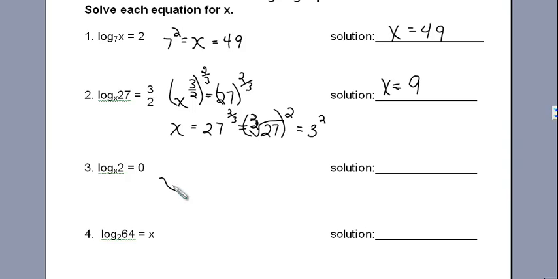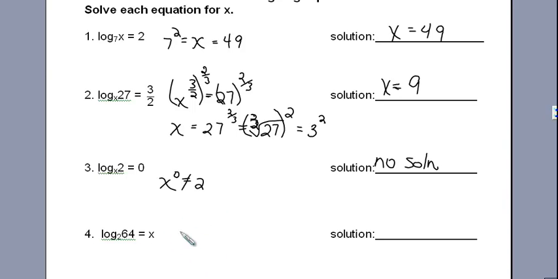Rewriting this, x to the 0 power equals 2. Well, you have to think about this one a little bit. Anything to the 0 power is 1, so that's not possible. X to the 0 power can't equal 2, so the answer here would be no solution. You have to remember that some of the things you just have in your knowledge base, and you know that anything to the 0 power has to equal 1, so there's no way that 2 can be a correct answer.